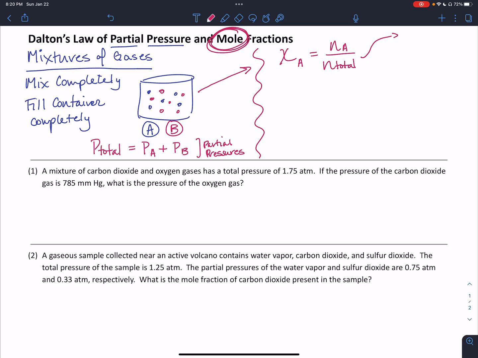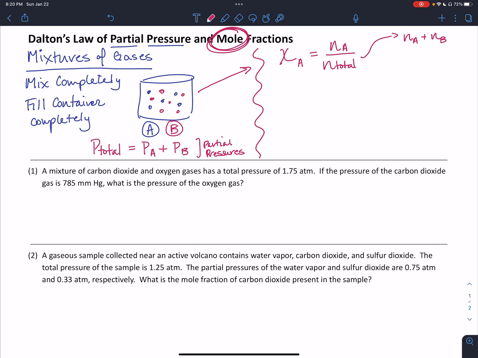That total moles is just like our total pressure. It's going to be equal to the moles of A plus the moles of B. And that'll tell us the fraction of the gas particles within that container that are gas A. I could rewrite that for gas B. I would have the mole fraction of gas B equals moles of B over total moles. Depends on what you're looking for.